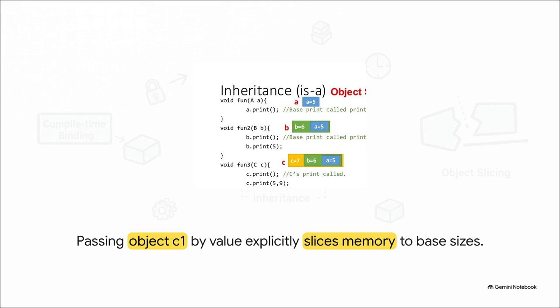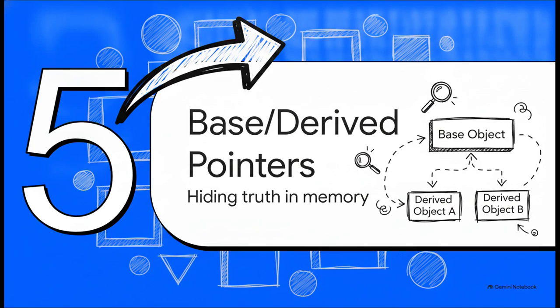If you try to call a print function inside fun, it's only going to print A equals 5 and it will strictly use class A's compile time-bound print method. Your derived data is just completely gone. Moving on to section 5, base and derived pointers, hiding the truth in memory.